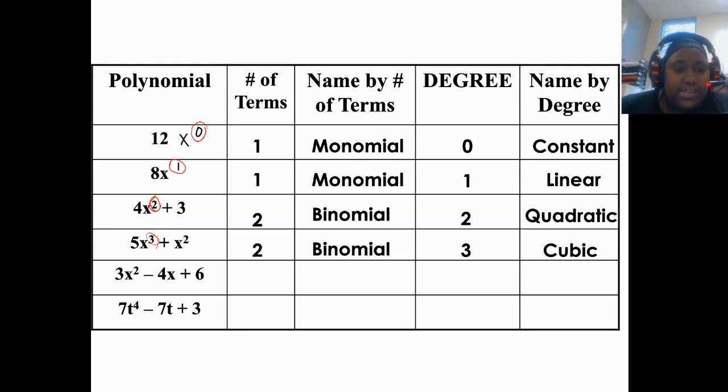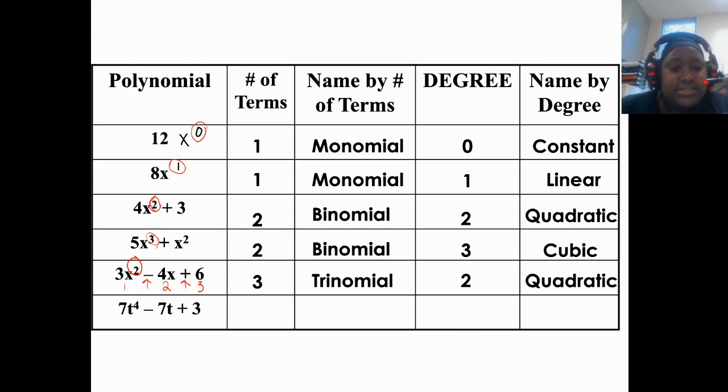All right. The next one, we have 3x squared minus 4x plus 6. The terms, look, I got one piece here, I got two pieces here, I got three pieces here. You know, because it's divided by an addition or subtraction sign. Okay. So in this case, we have 3 terms. Because I have 3 terms, it's a trinomial. My highest exponent is going to be 2 again, which makes it quadratic.